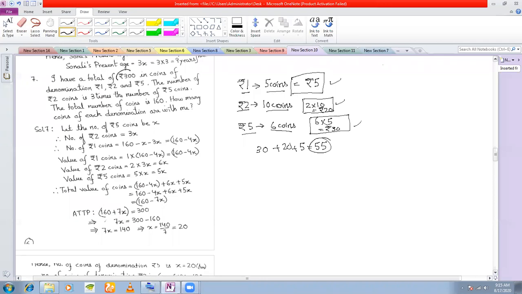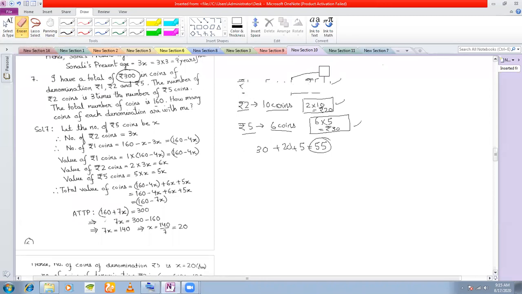So what I have is a total of 300 rupees in my pocket, of denomination 1 rupee, 2 rupee, and 5 rupee. The number of 2 rupee coins is 3 times the number of 5 rupee coins, and the total number of coins is 160. What we'll first do is see how many 1 rupee coins, how many 2 rupee coins, how many 5 rupee coins I have.